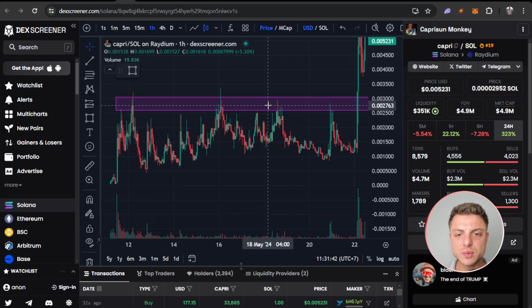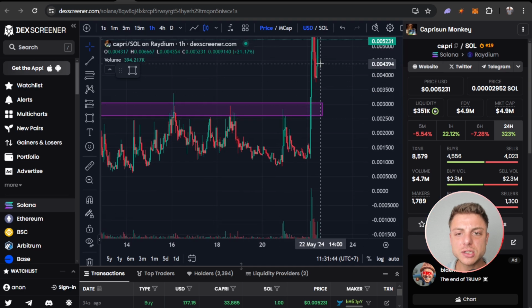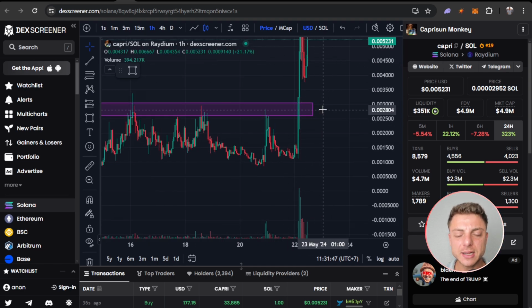I would look at resistance, resistance, resistance, resistance. We've got a really strong break through that resistance. It now should act as a support.